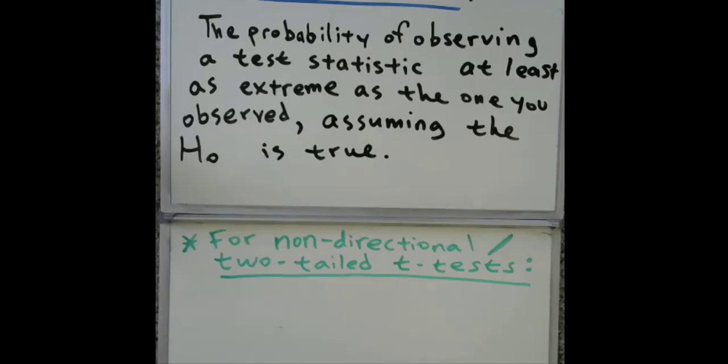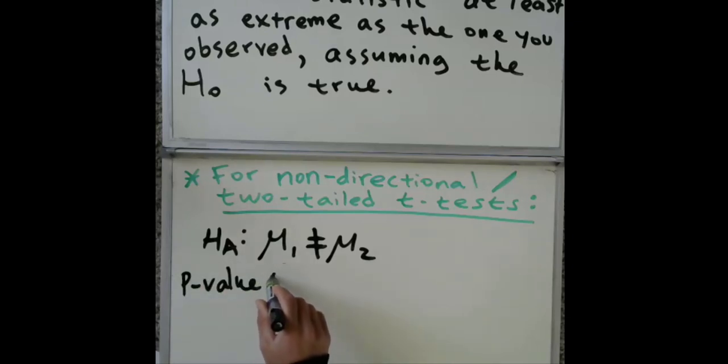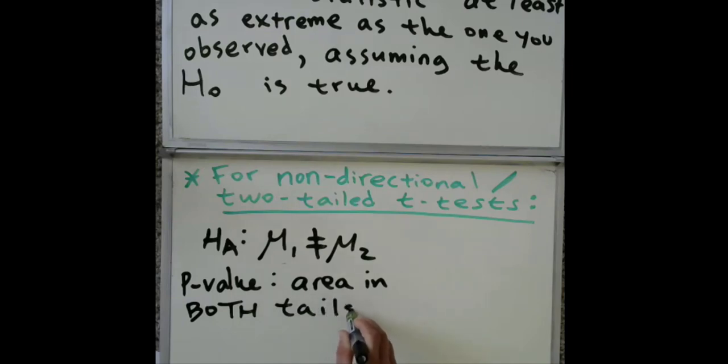Up to this point, we have seen what we would call non-directional or two-tailed t-tests. In these types of t-tests, the way the alternative hypothesis is stated is: is there a difference, not equal to. The p-value is the area in both tails of the t-distribution, and that's beyond plus or minus the test statistic.